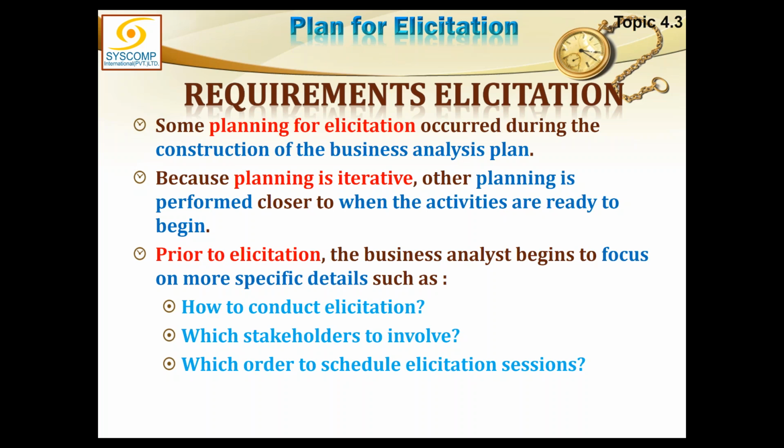And then which stakeholders do you want to involve? Maybe you want to involve the stakeholders in stages. In the first stage you want to go to some key stakeholders, and then next level and next level, and you must prepare some kind of questionnaires for them, or prepare them for that. This is preparing for elicitation. Which order to schedule the elicitation sessions? So whom should you go to first?